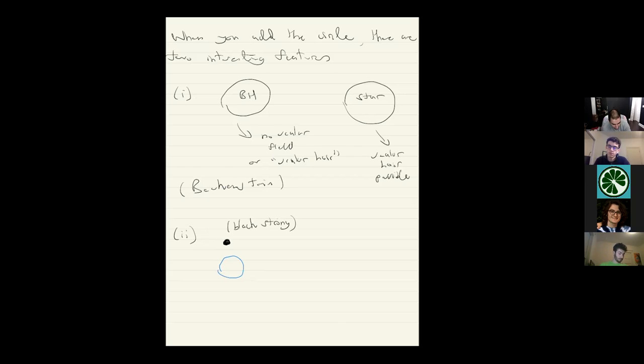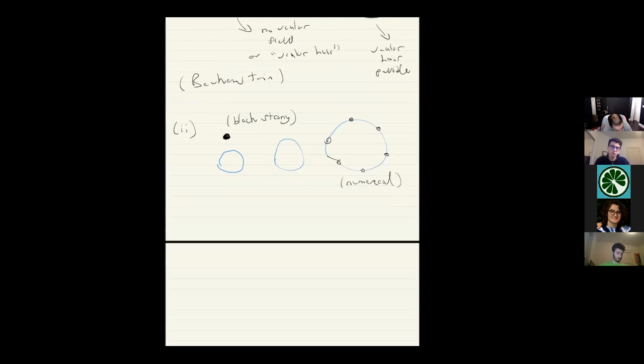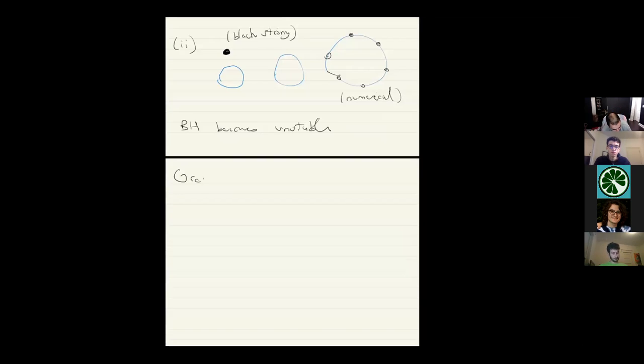But if you start making the circle bigger and bigger and bigger, eventually you'll find that this becomes unstable. And the black hole wants to have some structure in the circle direction. This is largely numerical, I should say, to see this instability. But the argument that there is an instability is a very famous result. So the black hole becomes unstable. And this instability is called the Gregory-Laflamme instability.